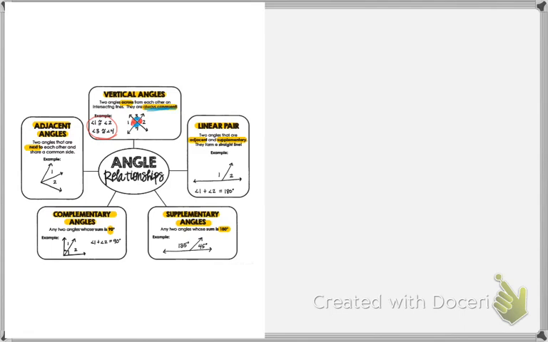Adjacent angles. What does adjacent mean? Adjacent means next to. Okay? So adjacent angles means that they are right next to each other. They share a common side.